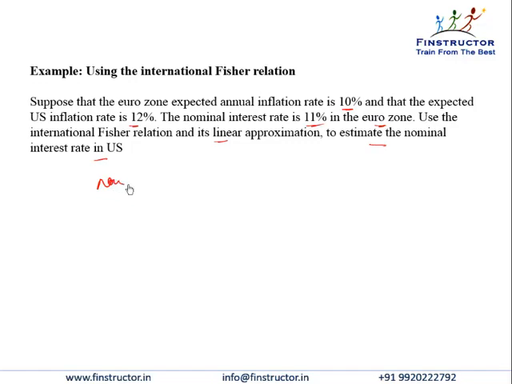So nominal once again is equal to real plus inflation. The real rate is constant across geographies. So in the Eurozone we see the nominal rate is 11 and inflation is expected to be 10%, which gives us the real rate to be equal to 11 minus 10, that is 1%.